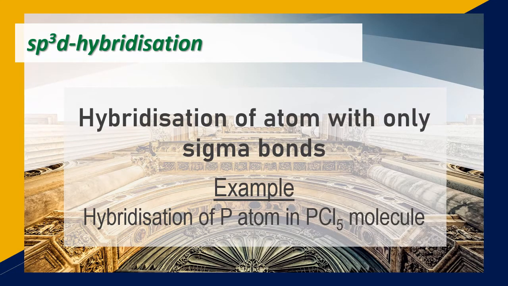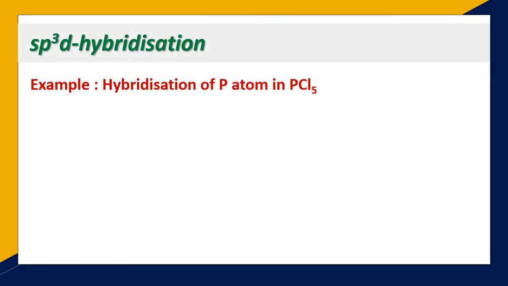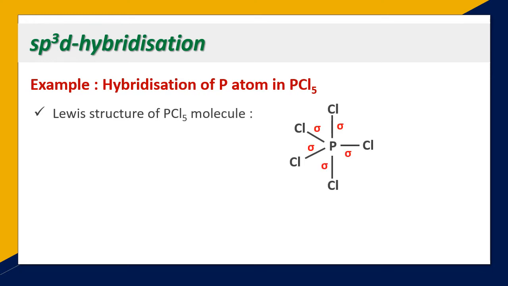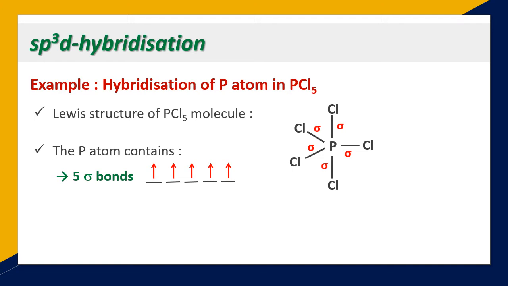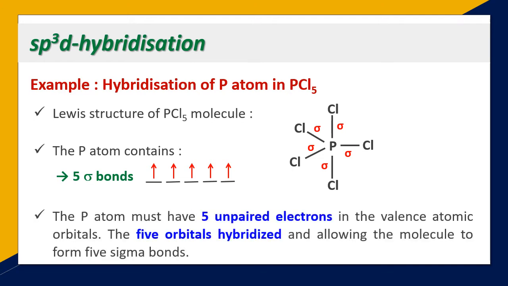Now, let's discuss the hybridization of the phosphorus atom in the phosphorus pentachloride molecule. To determine the hybridization of the phosphorus atom in a molecule, first we need to draw the Lewis structure of the molecule. From the Lewis structure, we can see that the phosphorus atom contains 5 sigma bonds. The phosphorus atom must have 5 unpaired electrons in the valence atomic orbitals. The 5 orbitals hybridize, allowing the molecule to form 5 sigma bonds.